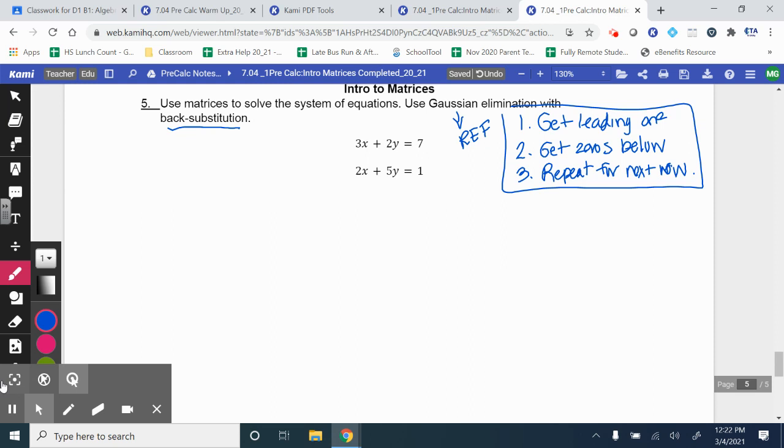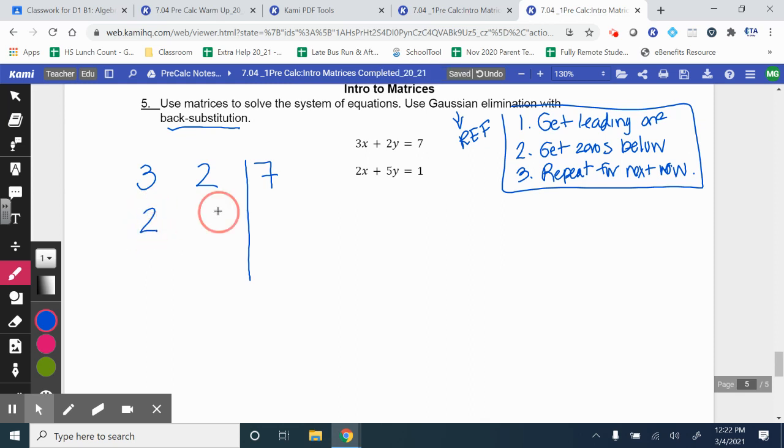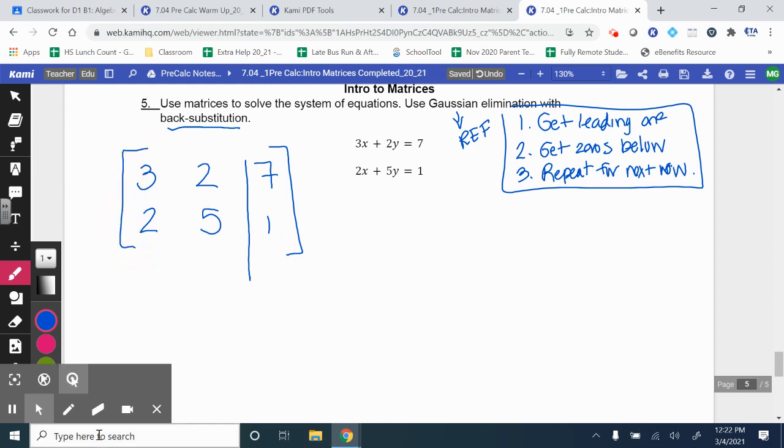So we have 3x plus 2y equals 7. So we take the coefficients of that in our augmented matrix. So 3, 2, and then I'm going to draw a line for my equal sign and a 7. And then the second equation is 2x, so I take the 2, the 5, and the 1. So this is the original problem. All right, so first we want to make sure that we get this 3 to become a 1.